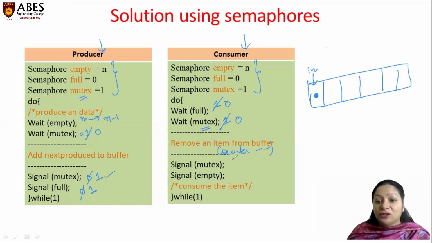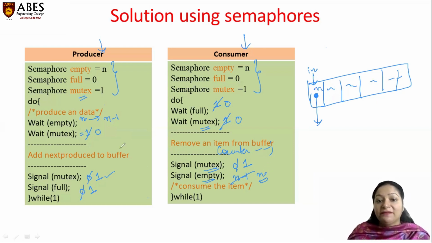And once it consumes the item, again it will release the lock. Again the value will be 1, and it will also apply signal operation on the empty semaphore. What is the value of empty semaphore? That is n minus 1. So now it will again be changed to n. Means now this item has been consumed, and again n slots are empty. So one item has been produced by the producer and that item has been consumed by the consumer, right?